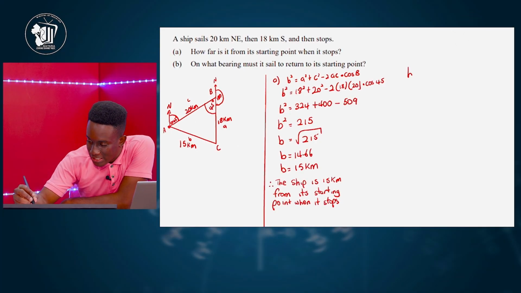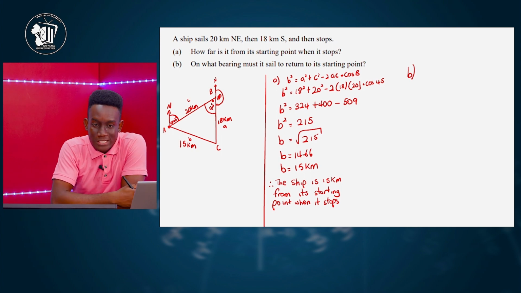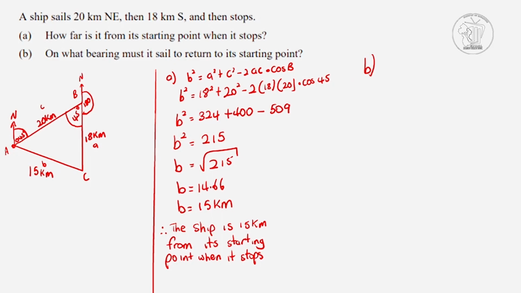Of course, you need to answer B as well. B is asking, on what bearing must it sail to return to its starting point? So it's asking us for this bearing. The ship stopped at C, so we need to know the bearing. If we draw up the north line, it will be right here from C. We need to know the bearing all the way around to this point here.